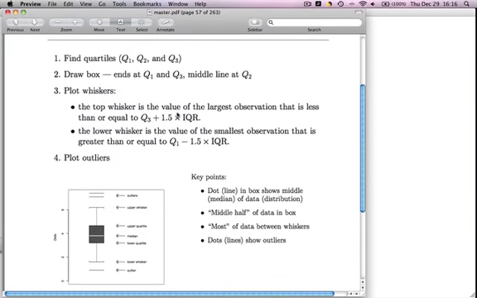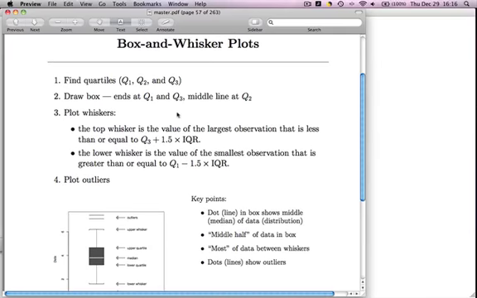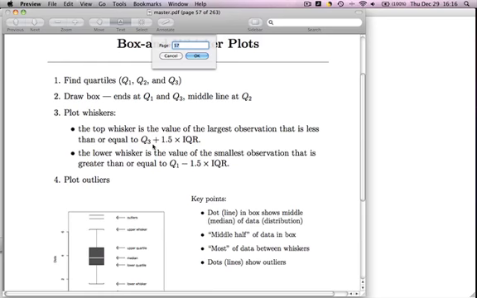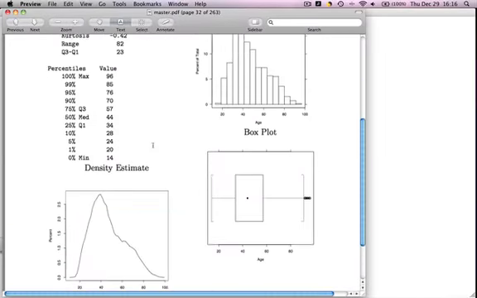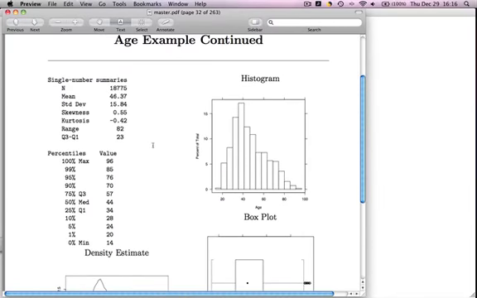Now, how do we actually compute one? If we go back to the previous slide, we have a little recipe here. Find the quartiles, find the ends of the box, and then plot the whiskers. I think it's easier to show how to compute one using a concrete example. So let's go back to that age distribution that we've looked at a couple times. This was on page 30. And actually, if we go 2 pages down, some of the key numbers are summarized for us.